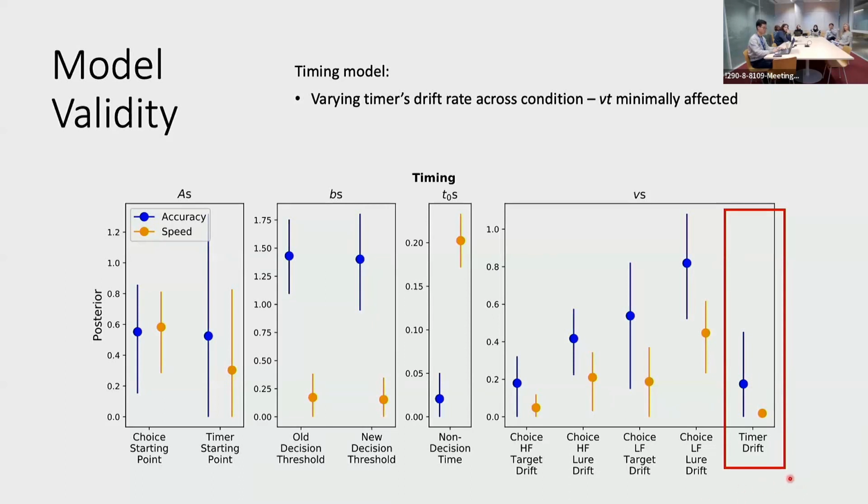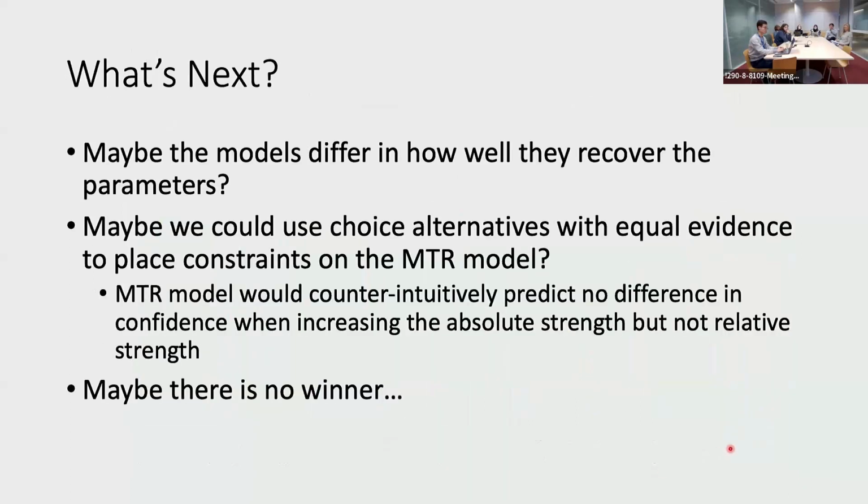Now we are yet to find out which model is the best. There are a few more stairs we are going to climb up in this project. So first, we are trying to evaluate our models based on how well they recover the parameters in each data set. Second, we are designing another experiment that tries to constrain the MTR model in particular by using equal evidence tasks. So basically, we keep the relative evidence between alternatives the same, but just vary the level of absolute evidence.